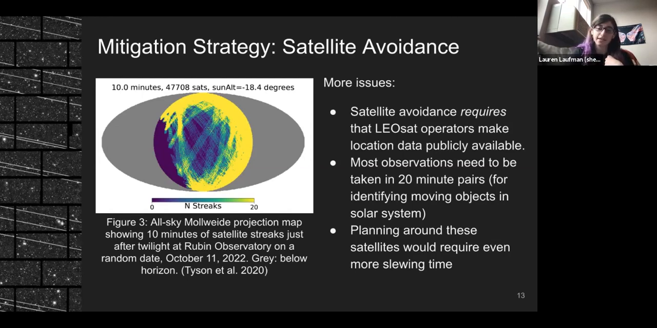Planning around these satellites would also require even more slewing time, because if you try to avoid it and go to a different spot in the sky, you now have to slew all the way over to there, and the time it takes to slew is time added on.